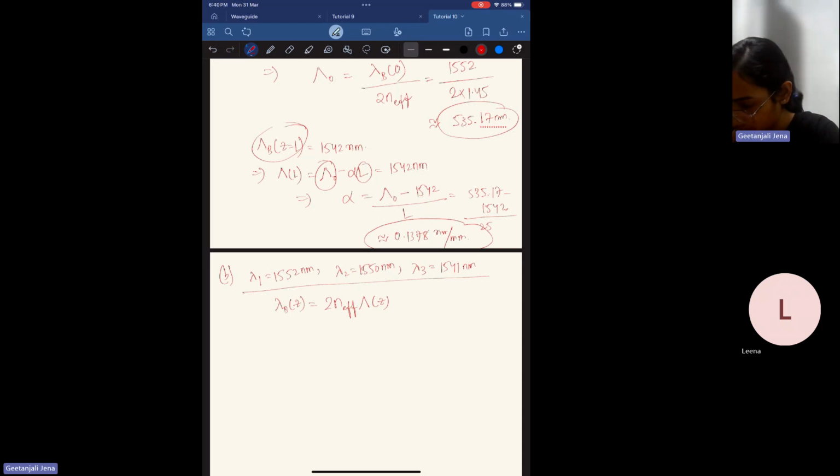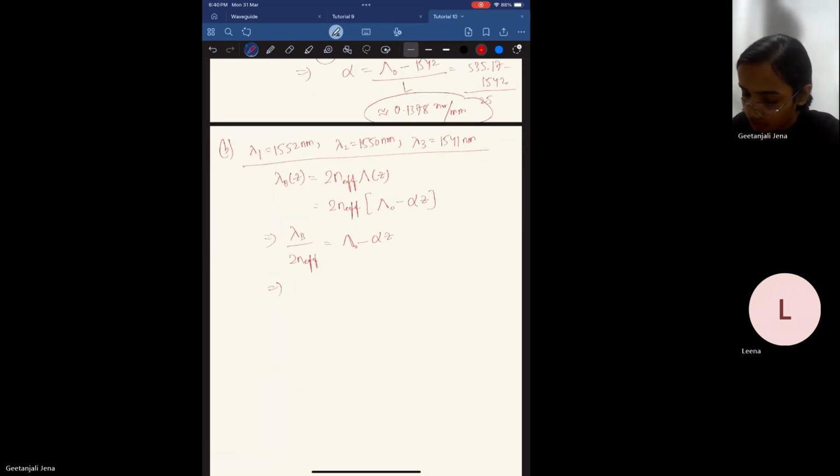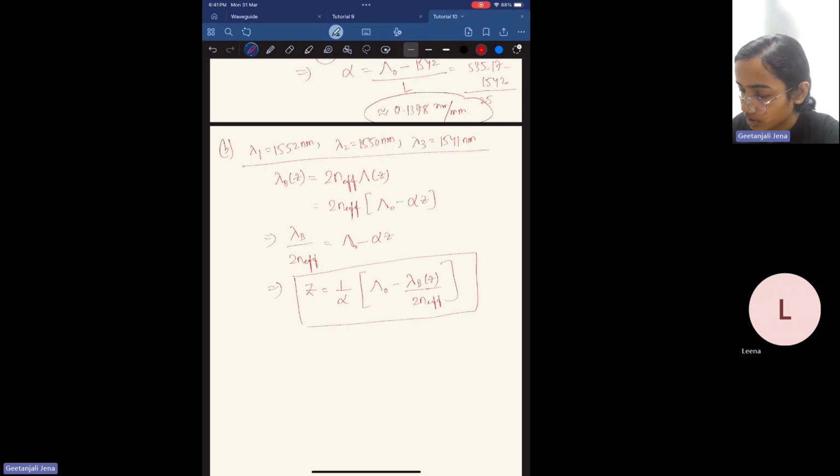Okay, so we need to find out z, right? So let us see first what will be z. This is the initial grating period minus alpha z. So that means z will come out as, z will be 1 by alpha times the initial grating period minus lambda_B(z) over 2 n_effective. So this is the expression to find out the location of the reflected spectrum.